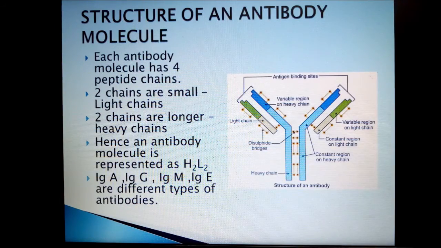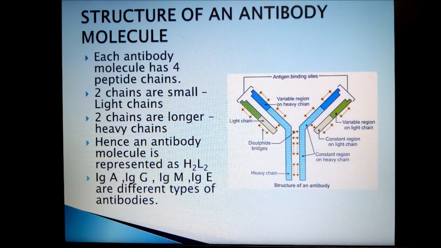Let us see the structure of an antibody molecule. When any pathogen enters the body, our immune system produces an antibody molecule to fight or to kill that pathogen. Now, this antibody molecule is nothing but a protein. This molecule is made up of 4 peptide chains.